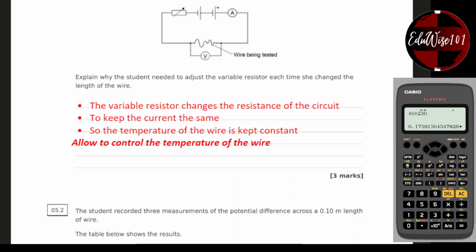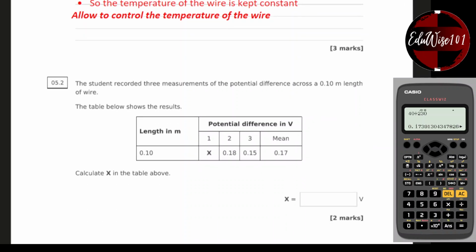And there's another reason why you switch it on and off in between readings, also to keep the wire temperature constant. The student recorded 3 measurements of the potential difference across a 0.1 meter length of wire. Calculate the value of X.